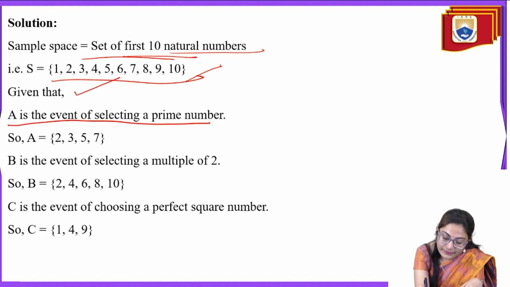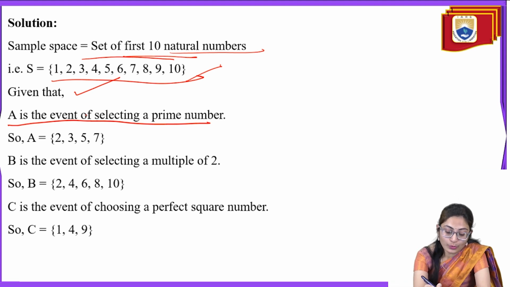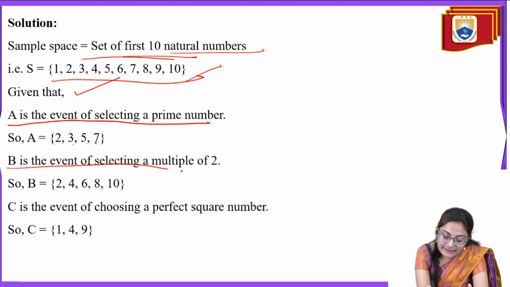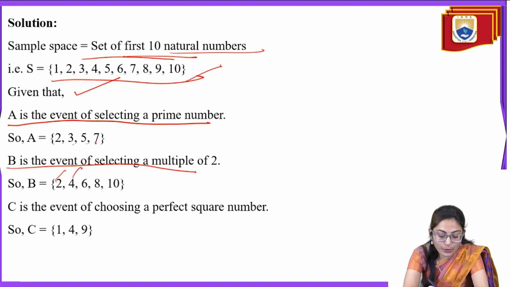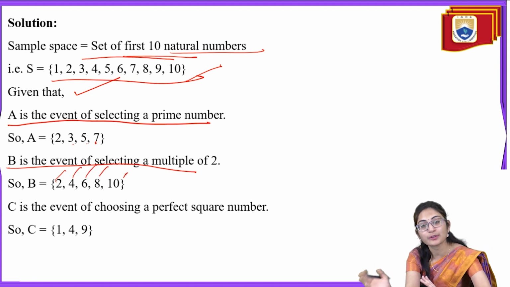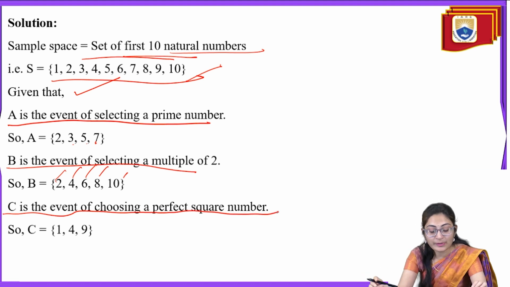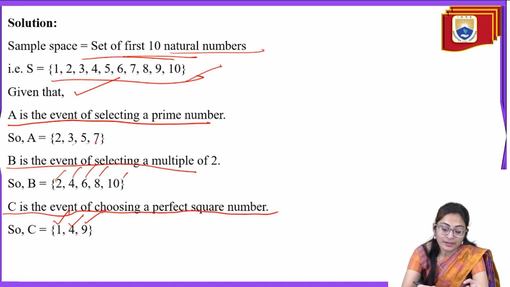Now A is the event of selecting a prime number. Only the prime numbers we have to select, so 2, 3, 5, 7 are your prime numbers. B is the event of selecting a multiple of 2: 2, 4, 6, 8, 10. And C is the event of choosing a perfect square number. From here we find the perfect squares, that are 1, 4, 9.